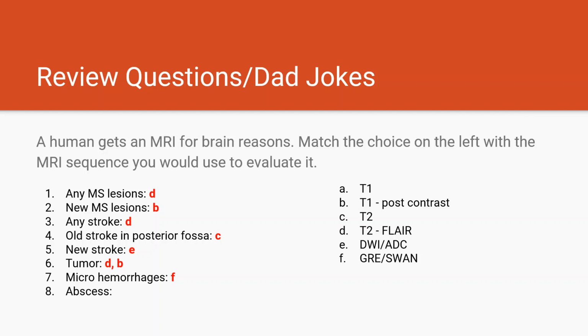And finally, last one, abscess. And just like in tumor, this is both D, T2 FLAIR, and B, T1 post-contrast. Infectious processes should have FLAIR changes, but they do almost always enhance. So if you're not sure if the lesion you're seeing is an abscess or not, I'd just check a post-contrast imaging, and you should see it light up.